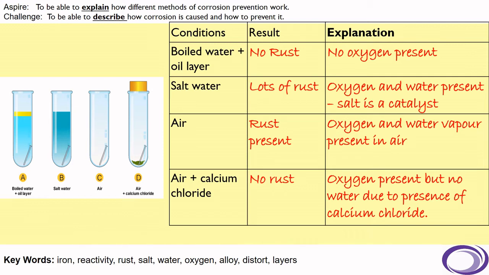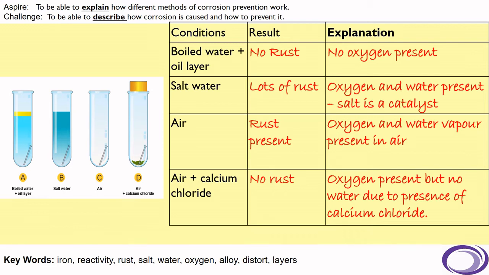The nail that was in tube B, that was salt water, would have a lot of rust present, and if you were measuring this as mass, that would have the highest mass change. The reason for that is oxygen and water are both present, and the salt will speed up that reaction. It's a catalyst.